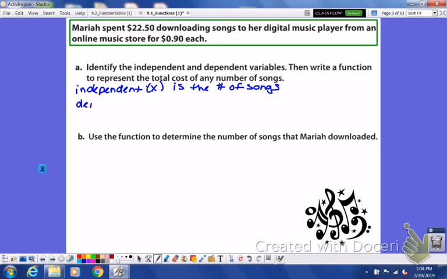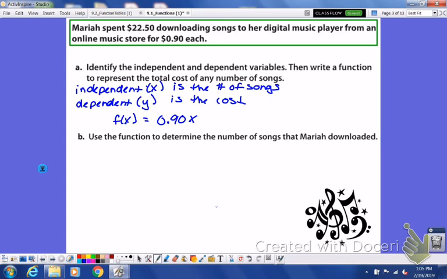So then our dependent, which would be your y. So what is the number of songs affecting? It is affecting the cost. So if we let x be the number of songs, so our independent variable, then f of x, since we want function notation, well, what are we doing? 90 cents per song, so 0.90x. There's your function. F of x equals 0.90x.